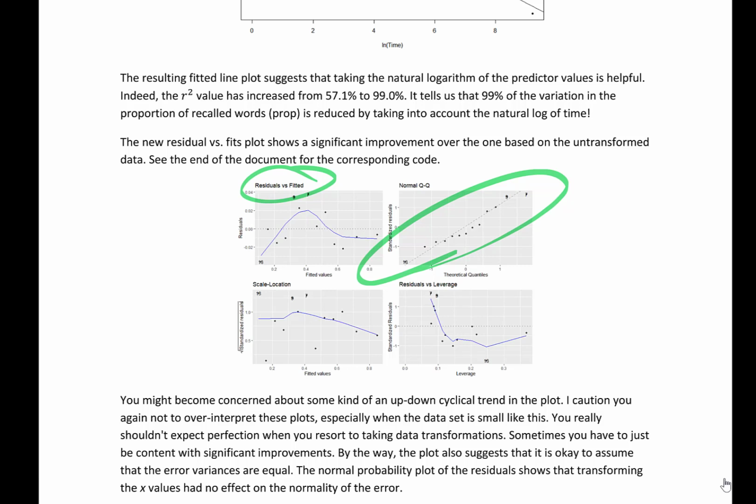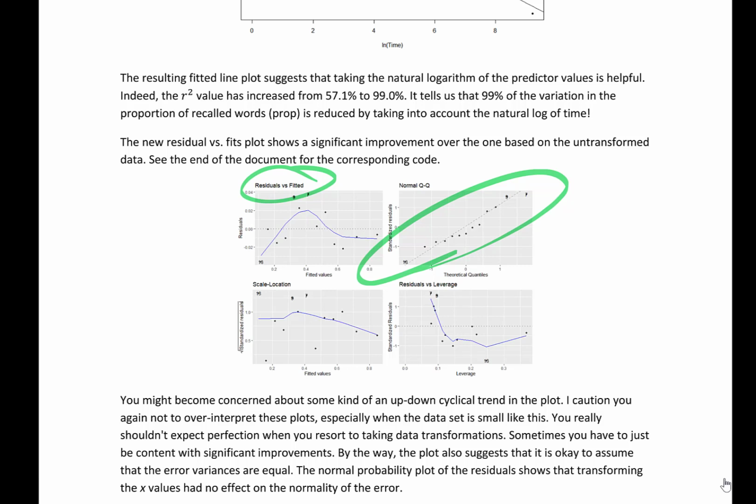Now the one thing we don't have here is, in order to check heteroscedasticity, we really would want a plot of the residuals versus log time. So we would want to make sure that we also checked that. But by making this transformation, again, we have seen a huge improvement in terms of linearity, and the normality still looks good.